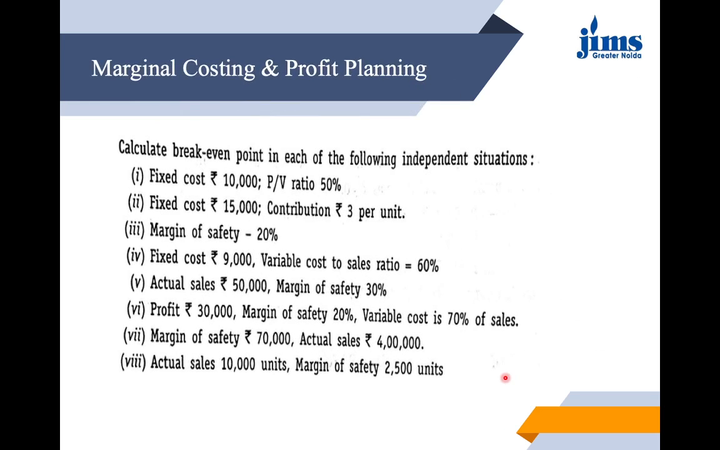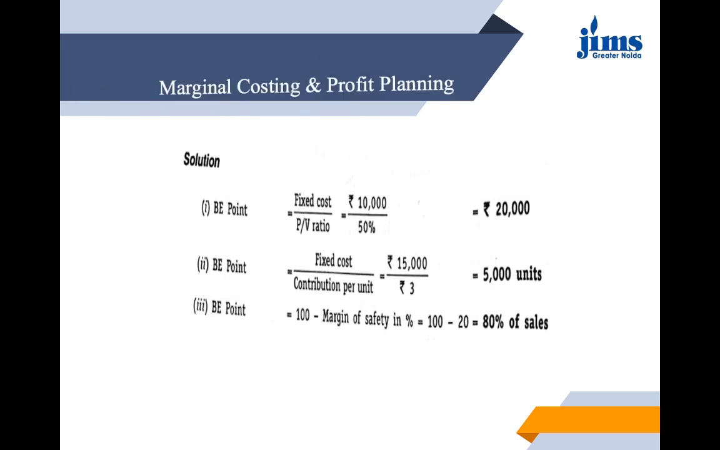Let us see one more question. We need to calculate break-even point in each of these independent situations. Fixed cost is given as 10,000 and PV ratio is 50%. Let us see the solution.